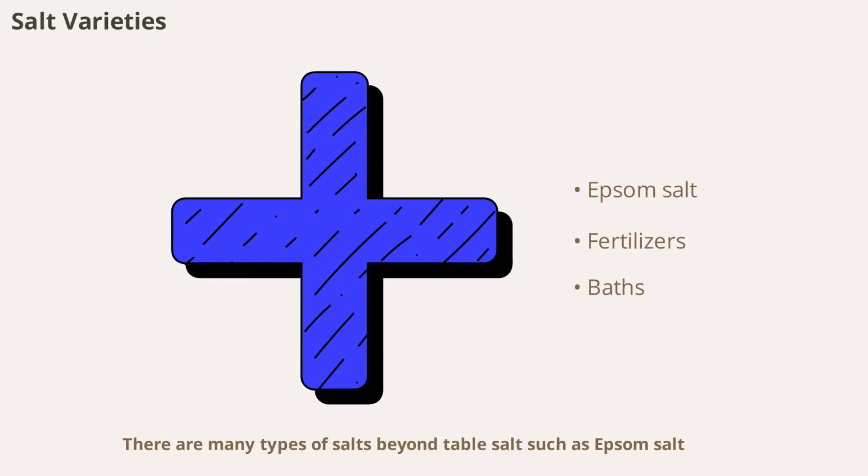There are many types of salts beyond table salt, such as Epsom salt, used for baths, and potassium nitrate, used in fertilizers. Each type of salt has unique properties and uses, making them valuable in different fields.